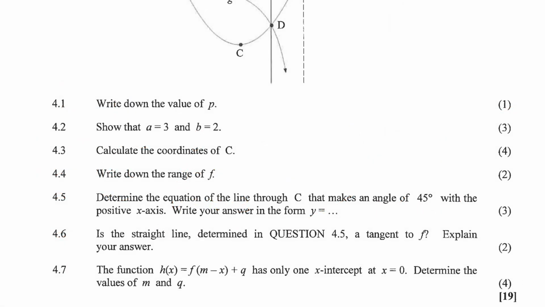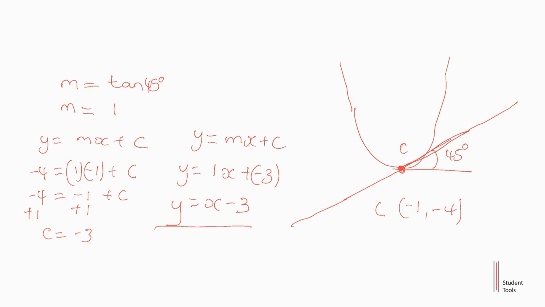Next, we have question 4.6. 4.6 says, is the straight line determined in question 4.5 a tangent to f? So f is this graph. Is this line a tangent to this graph? Explain your answer, and that is 2 marks.